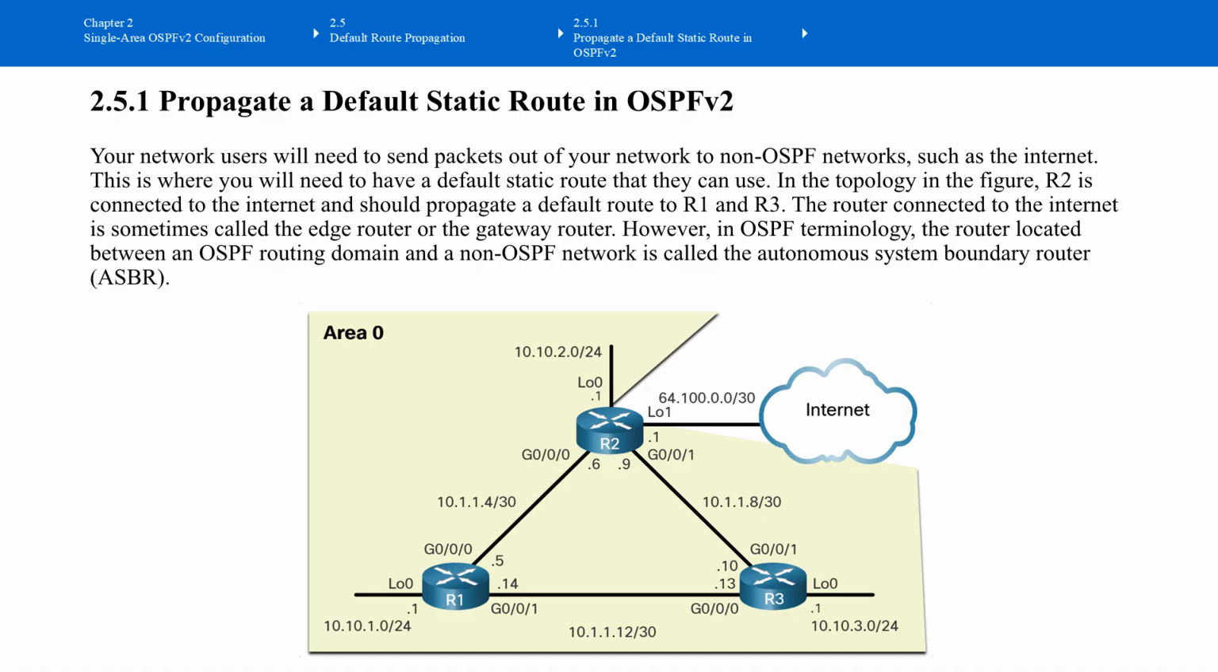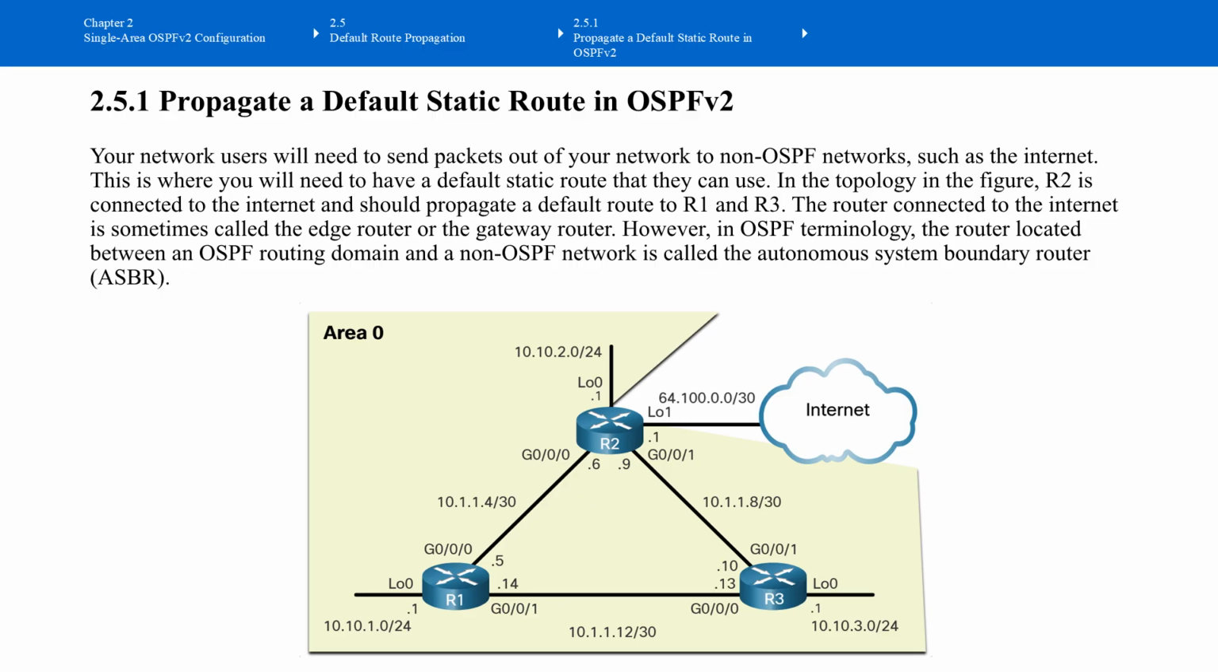Your network users will need to send packets out of your network to non-OSPF networks, such as the Internet. This is where you need to have a default static route that they can use. In this topology in the figure, R2 is connected to the Internet and should propagate a default route to R1 and R3. The router connected to the Internet is sometimes called the edge router or the gateway router.